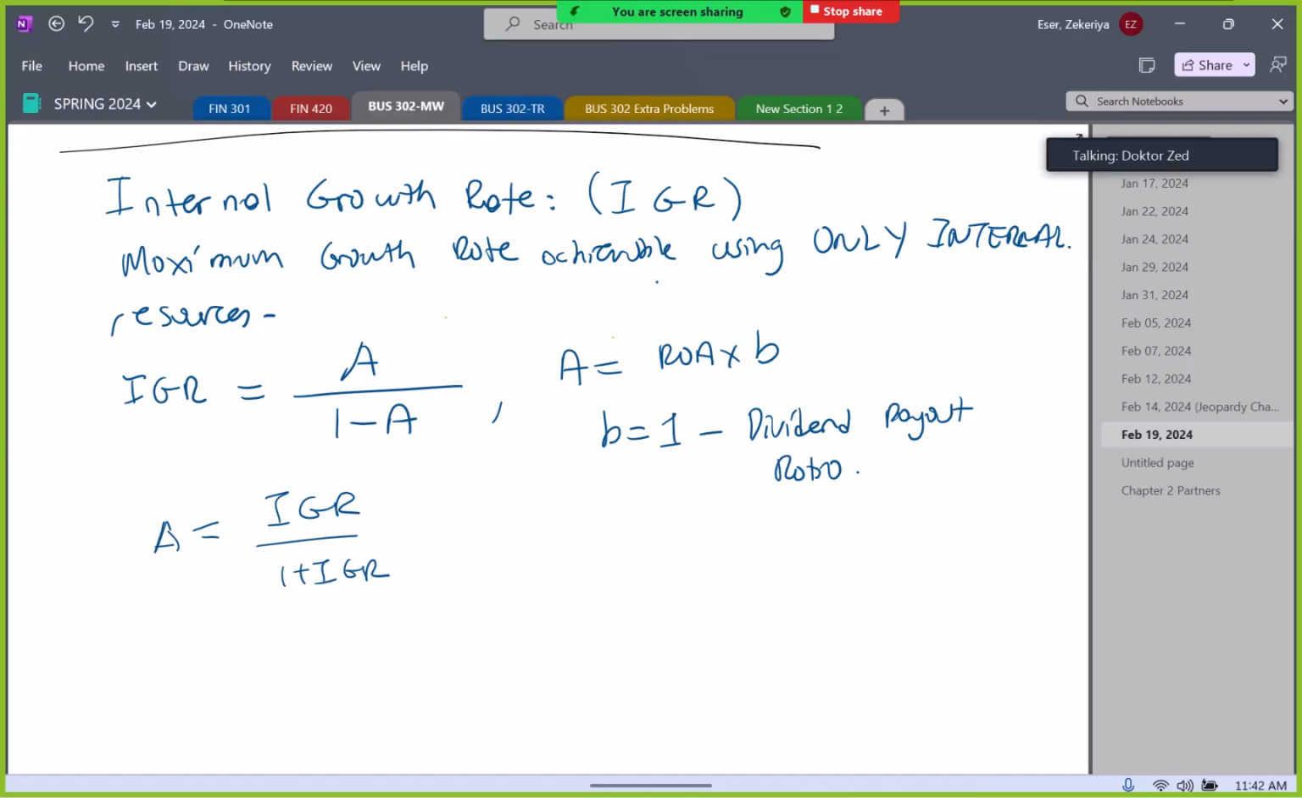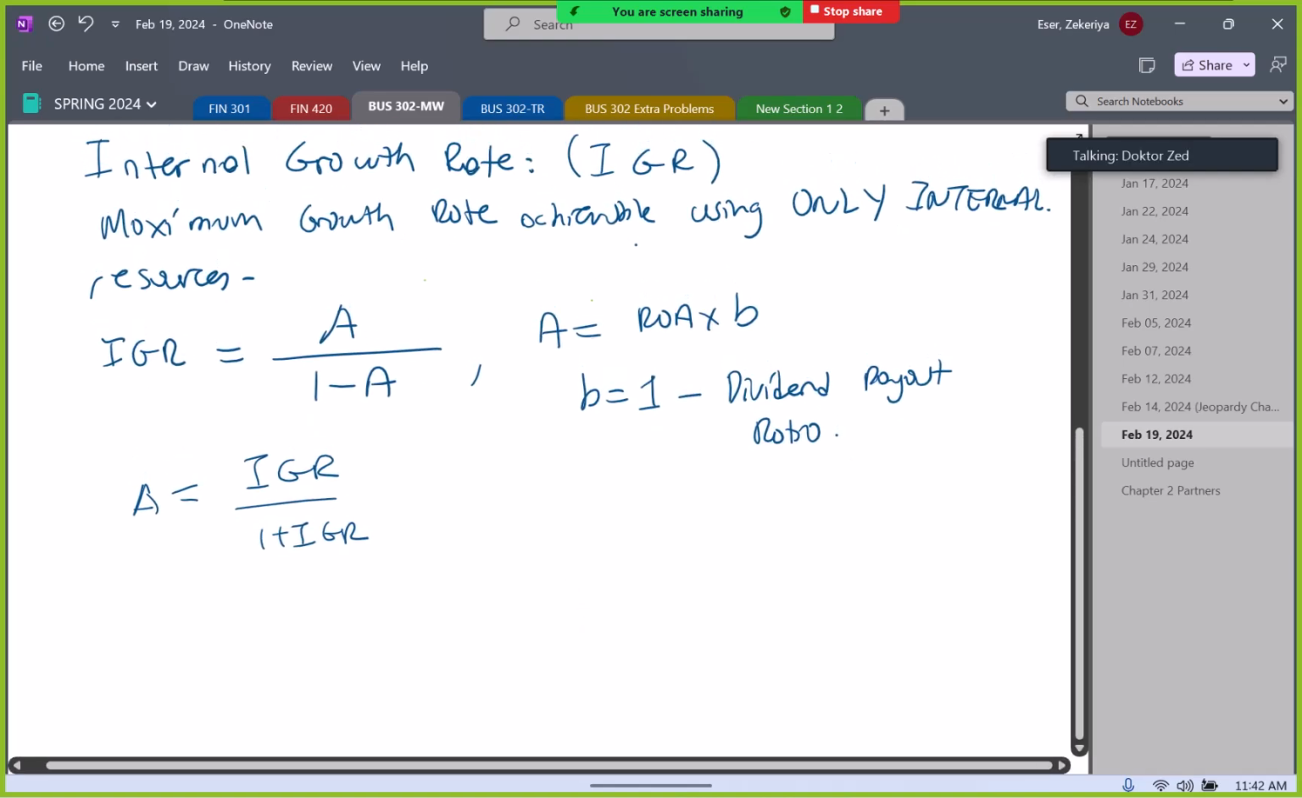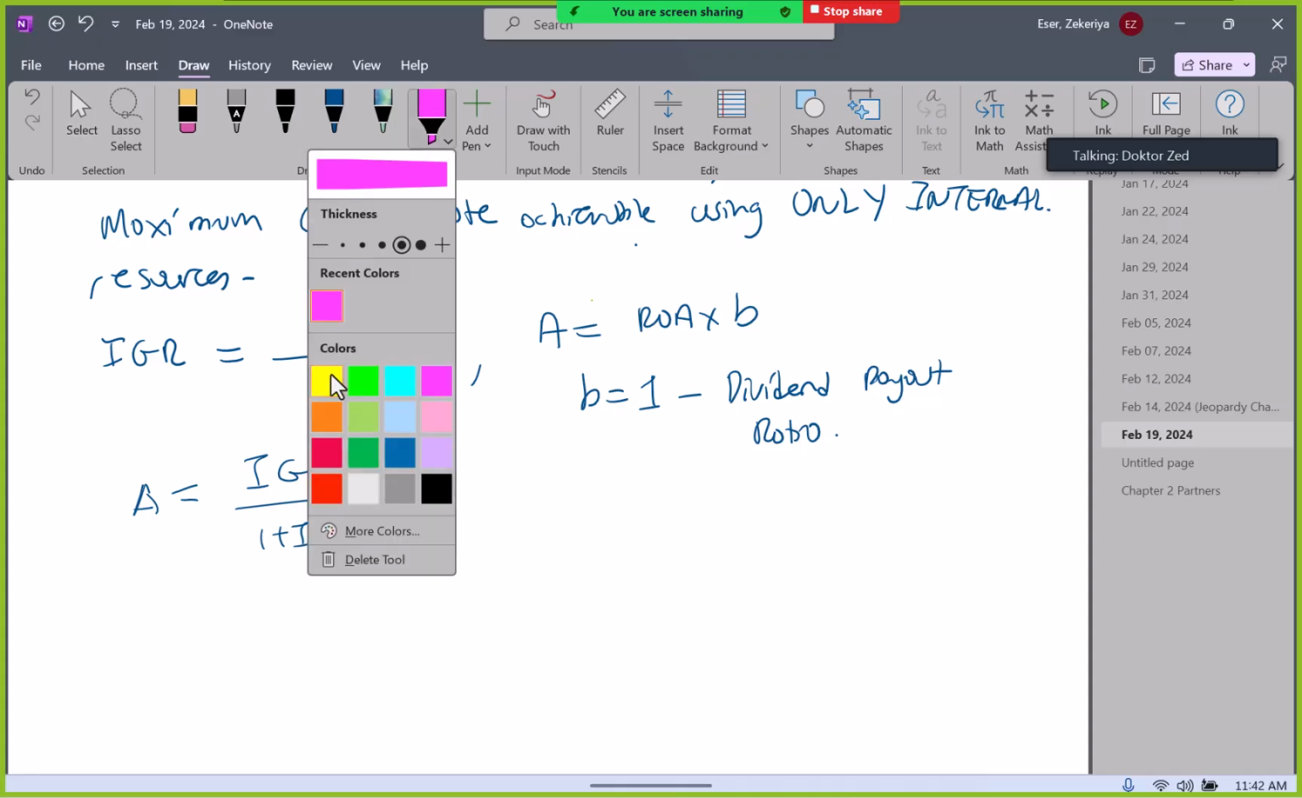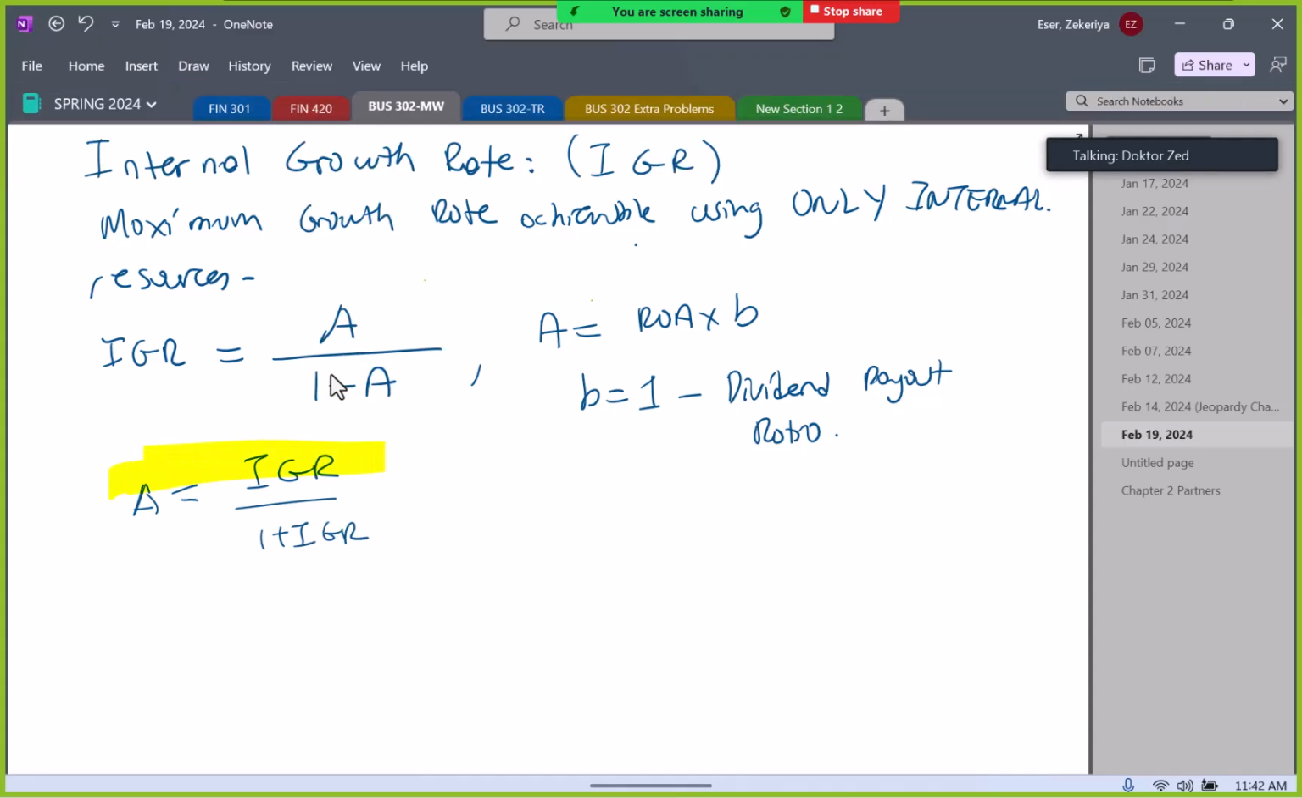Sometimes I may give you the growth rate and ask you to figure out the internal assets associated with that. But that starts with solving for A first.